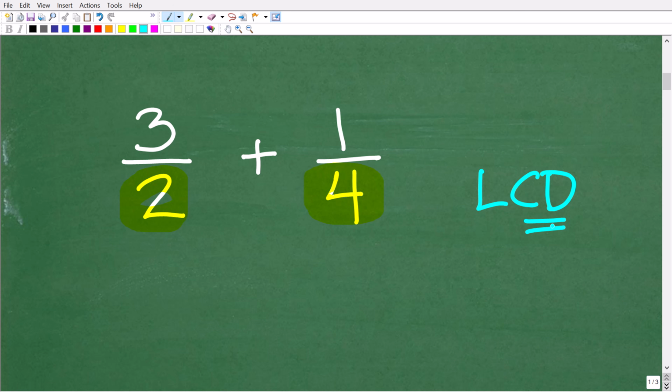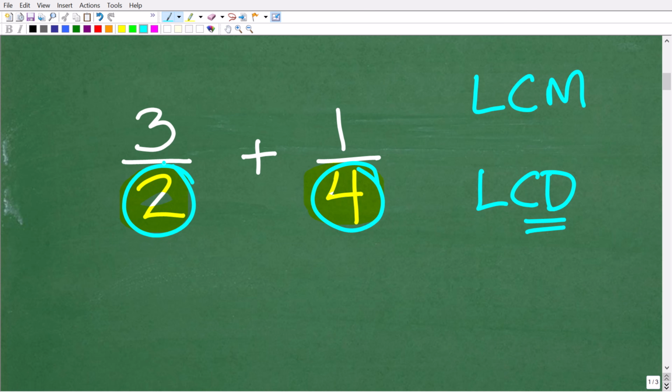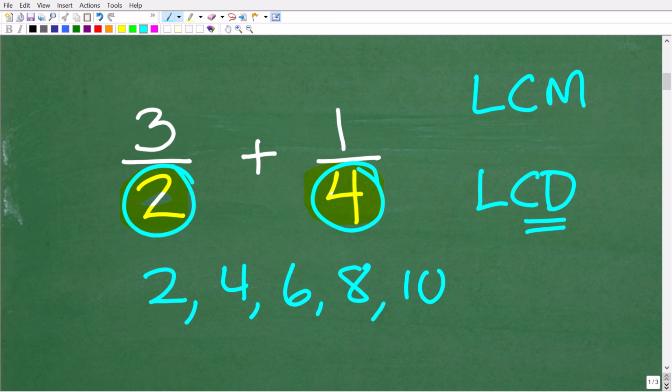Well, basically you can think of this as the lowest common multiple of these two numbers here, right? So let's just go ahead and take a look at this real quick. So what are multiples of 2? Well, 2 times 1 is 2, 2 times 2 is 4, 2 times 3 is 6, 2 times 4 is 8, 2 times 5 is 10, and 2 times 6 is 12.